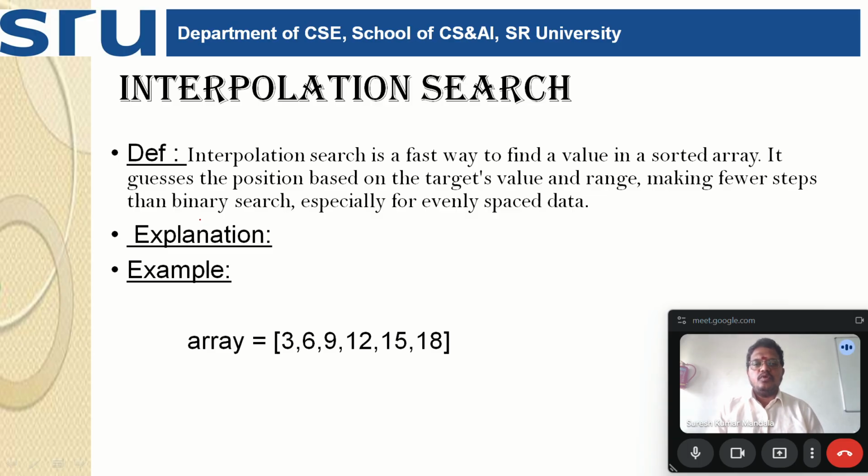Interpolation search is a fast way to find a value in a sorted array. It guesses the position based on the target value and range, making fewer steps than binary search, especially for evenly spaced data. If you see the linear search, if you have a 10-element array, and within it you are trying to search for the element 90, which is present at the ninth index, then how many comparisons do we need? 9 comparisons are needed in the linear search.